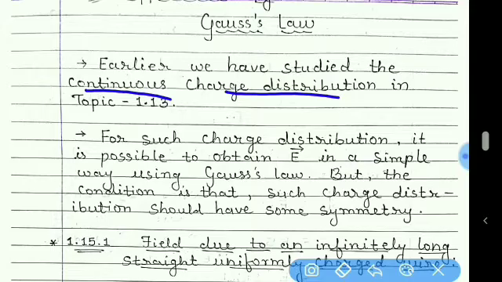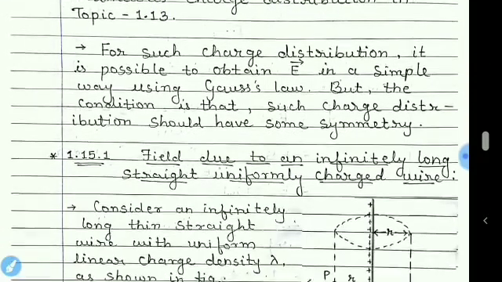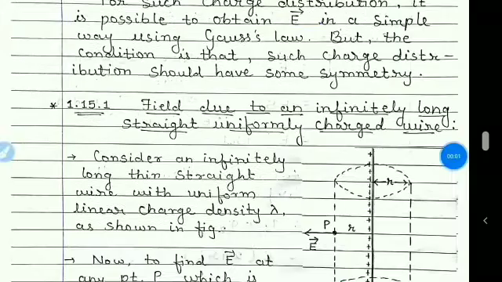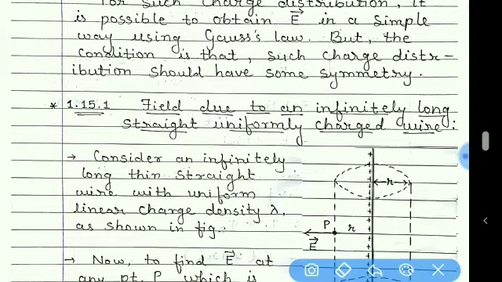Now, we know that the electric field due to a discrete charge distribution can be obtained by using Coulomb's law and the principle of superposition. But in the case of continuous charge distribution, we cannot use Coulomb's law. So for that, we have to use some other method. With the help of Gauss law, we can find the electric field around such charge distribution. If the continuous charge distribution has some symmetry, then by using Gauss law, we can find the equation of electric field for such charge distribution.